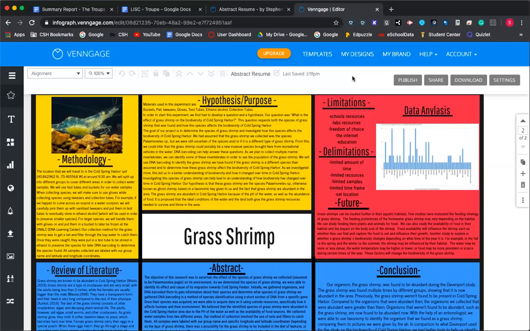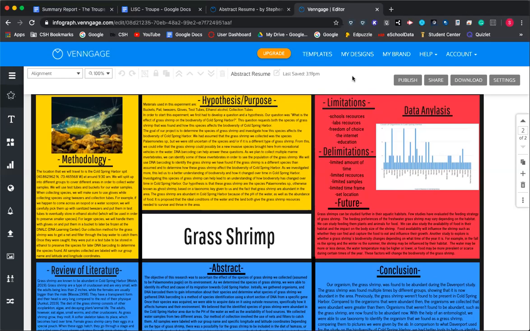As we investigate more, this led us to a better understanding of biodiversity and how it changed over time in Cold Spring Harbor. Investigating this species of grass shrimp can help lead to an understanding of how biodiversity has changed over time in Cold Spring Harbor. One hypothesis is that these grass shrimp are the species Palaemonetes sp., otherwise known as ghost shrimp, based on a taxonomic key given to us and the fact that grass shrimp are abundant in this area.